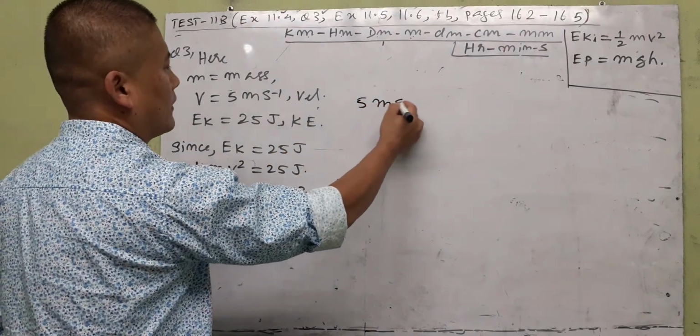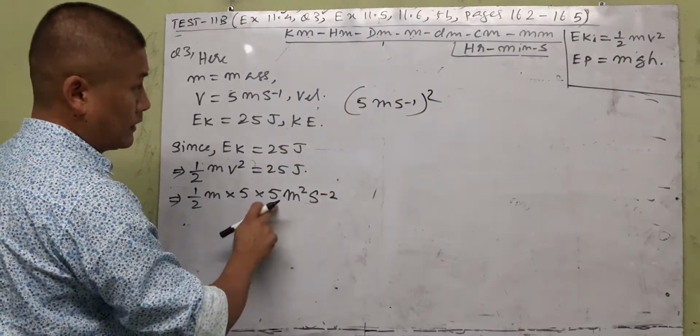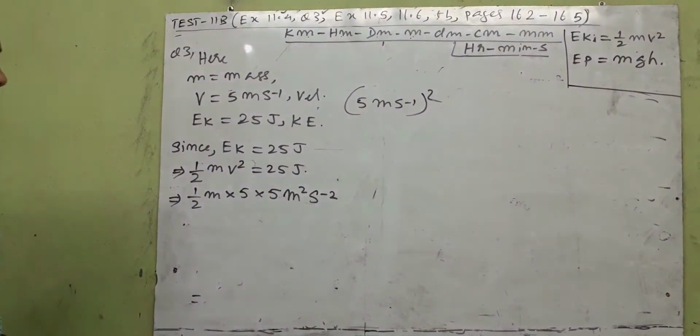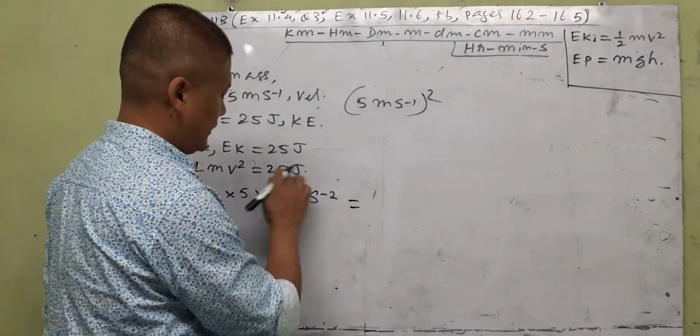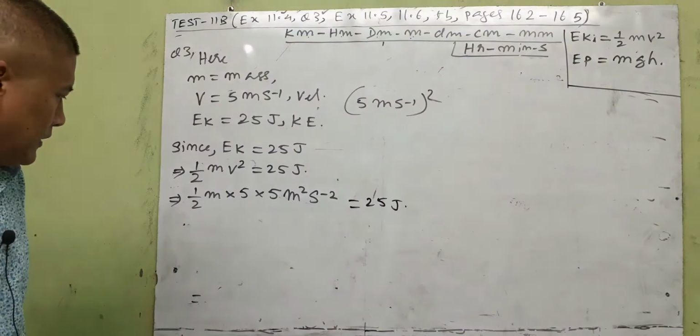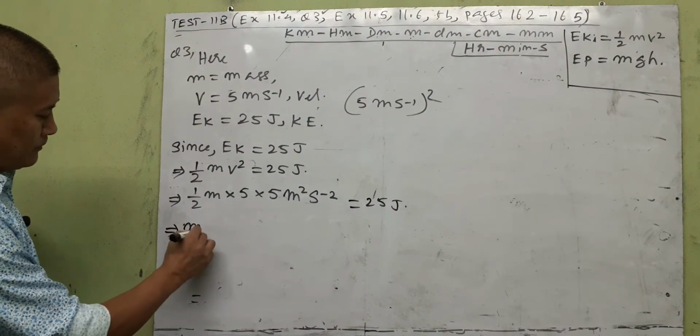v square means like this. So 5 into 5 meter square, and 1 2s are 2, minus 2 power. I hope that's clear. Is equal to here 25 joules. So with this we can see that we can find m. So don't move this m and shift the rest.